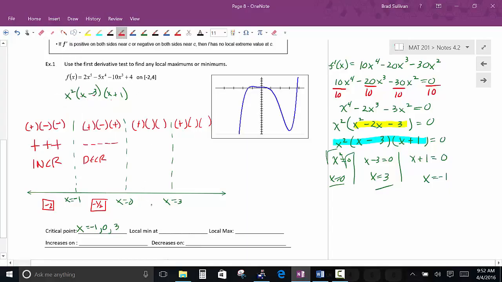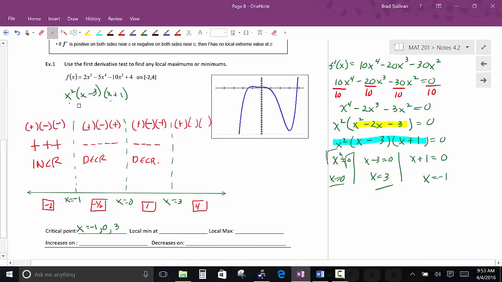Okay, now let's take a test point between 0 and 3. Let's take 1. If we replaced all of these x's with 1, we're going to have 1 minus 3 is negative. 1 plus 1 is positive. So we have a positive times a negative times a positive. So that's going to be negative. That means the function's going to decrease. Now take a test point bigger than 3, like say 4.